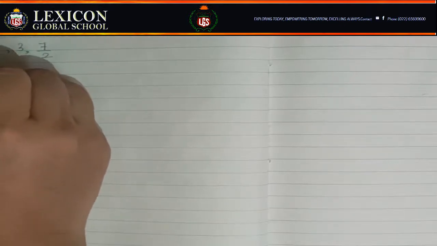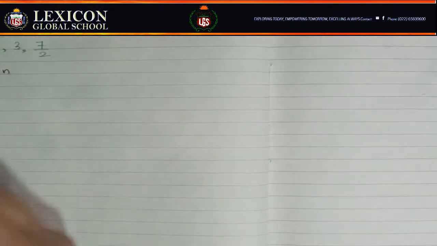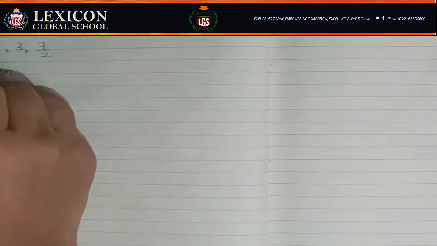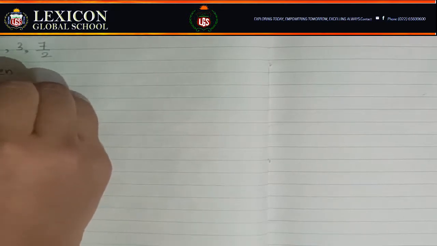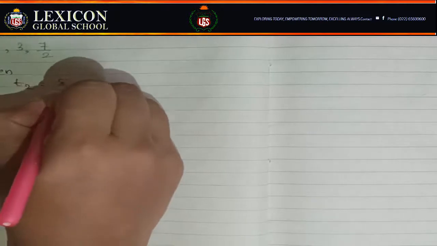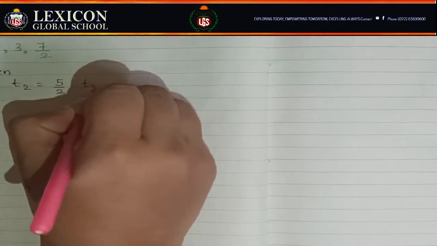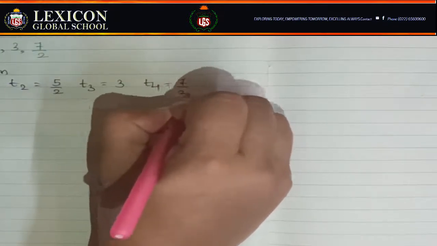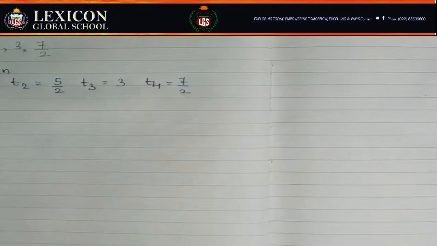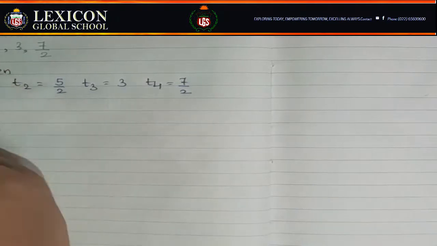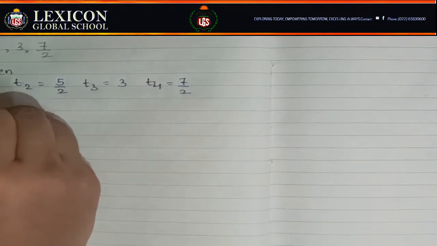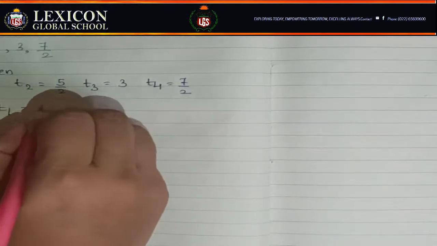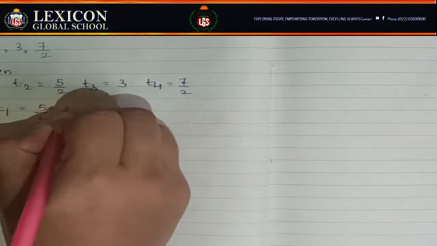First, we are going to write the given part. And what is given to us? Terms. That means T1. What is your T1? 2. T2. What is your T2? 5 upon 2. T3 is 3. And T4 is 7 upon 2. Now we have to find the difference between each term. So how are you going to find the difference? By subtracting. Which two terms? T2 minus T1. T2 is 5 upon 2 minus T1 is 2.